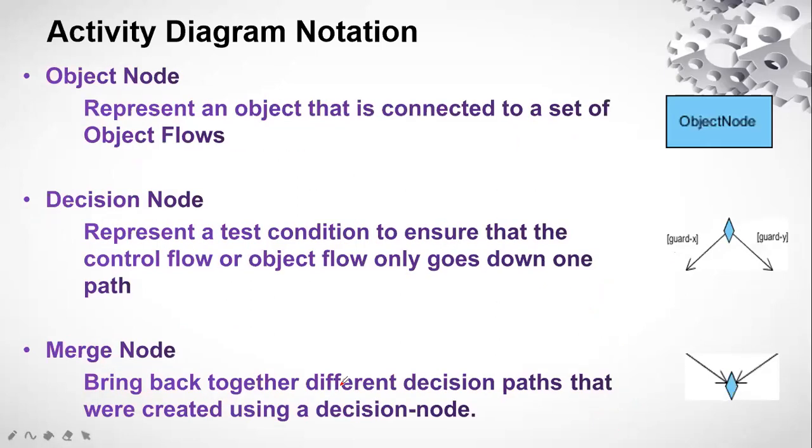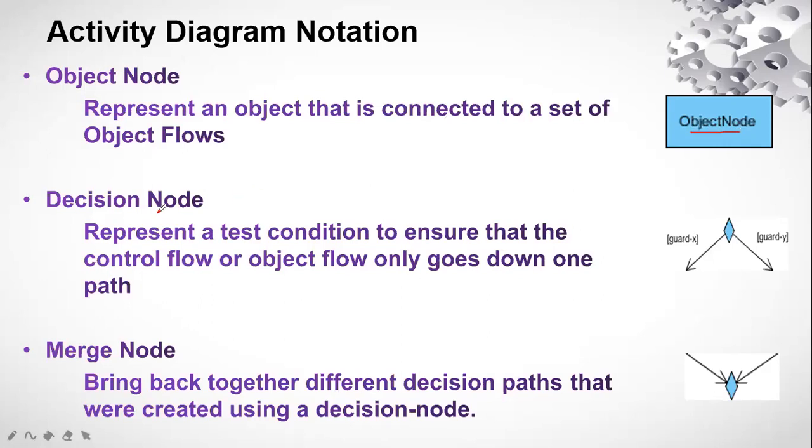Now we have the next one, the object node. Now what is the object node? Object node is going to tell you that a set of object flows is given from this. This is a rectangular box and it's termed as object node.